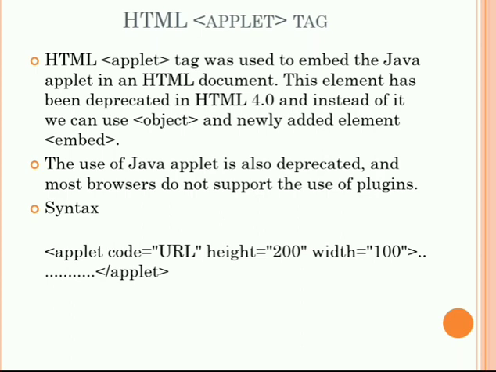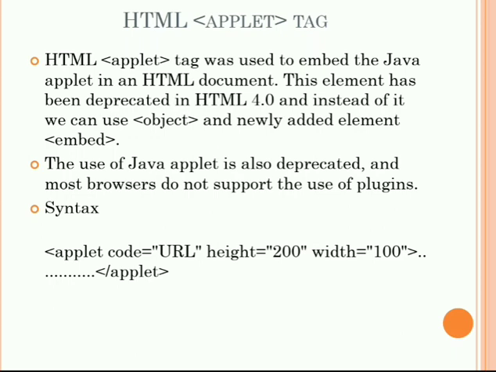Meaning, whatever applet you want to create. For example, if you are creating an applet for the purpose of a game, then what will be the URL? It's my game or something else, whatever you want to give. If you want to create an applet of the calculator, whatever will be the URL? That is calculate. Applet code is equal to URL.